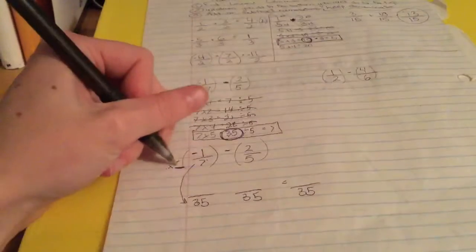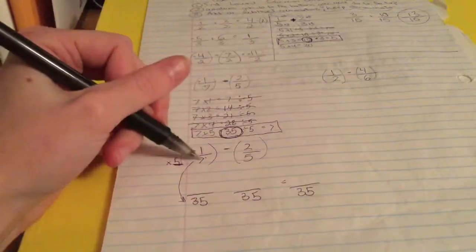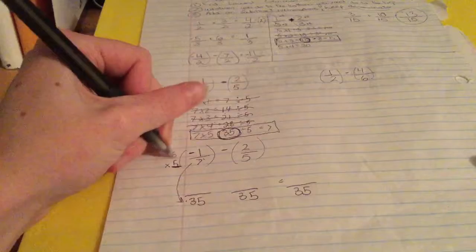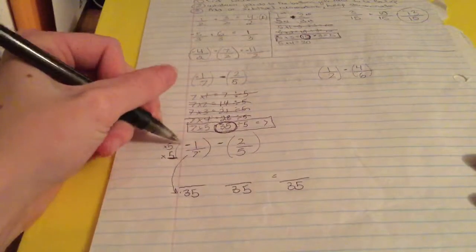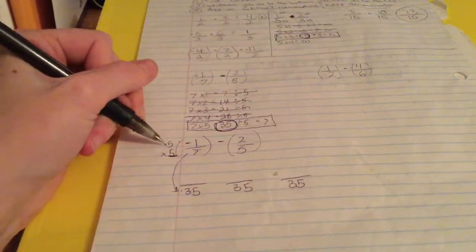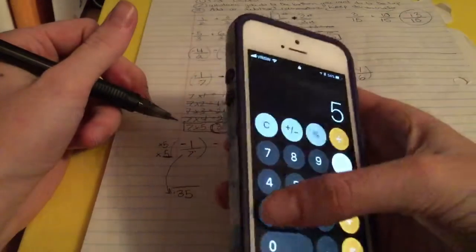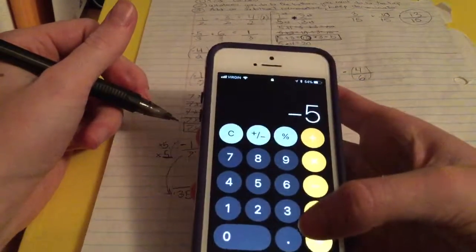It's 5. So we times the denominator by 5, so we must times the numerator by 5. Remember the integer rules. We have opposite signs here, or you can just put it into your calculator. 5 times -1 is going to be -5.